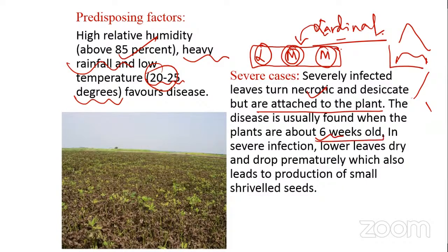At later stages, or in adult plants, we are able to see this infection. In severe infection, lower leaves dry and droop prematurely, which also leads to the production of small shriveled leaves. Here you can see how the rust infected field looks, right?